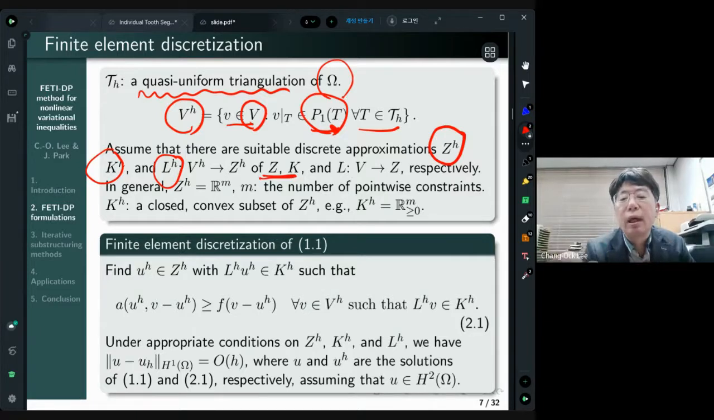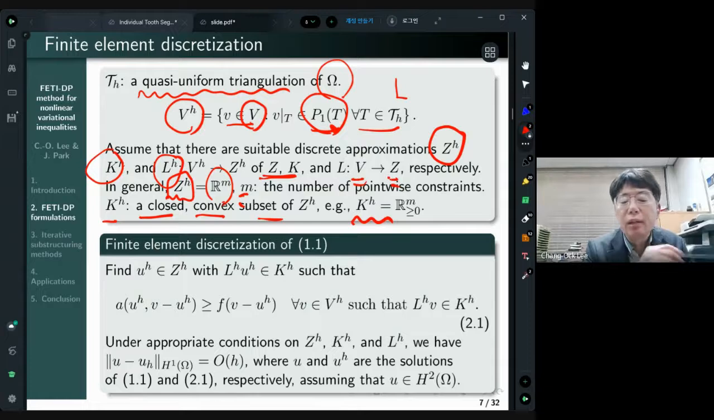Okay, so our solution, so the L is from B to Z. Okay, so we take some discrete approximations of these. So in this case, in general, our ZH is chosen as the m-dimensional space, and here m is the number of pointwise constraints, and our assumption is KH is a closed convex subset of Z. So usually we take that.